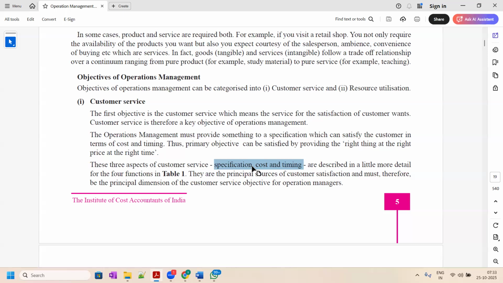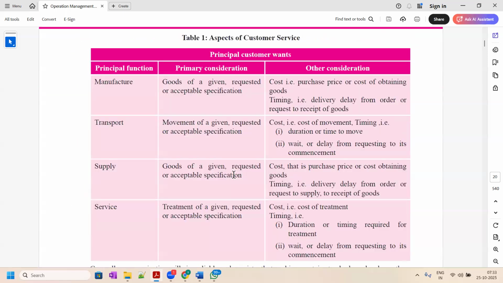These are based on what the customer wants from the company's main functions, either manufacturing, transport, supply, and services. Discussing more on this part, the first parameters, the principles, what the customer wants, are the principal functions given under manufacture, transport, supply, and service.